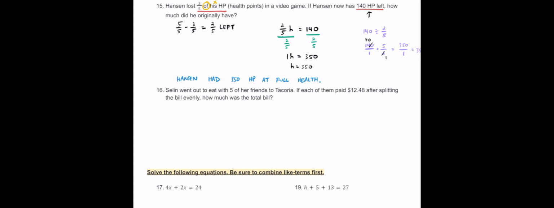Number 16, Celine went out to eat with 5 of her friends. Okay, so Celine and 5 friends, that's a total of how many people? That's 6 people. I'm just going to write that down. There's 6 total people here. And say each of them paid $12.48, that's for each person after splitting the bill evenly, so that's sharing it. What was the total bill? So we have to figure out how much there was before.